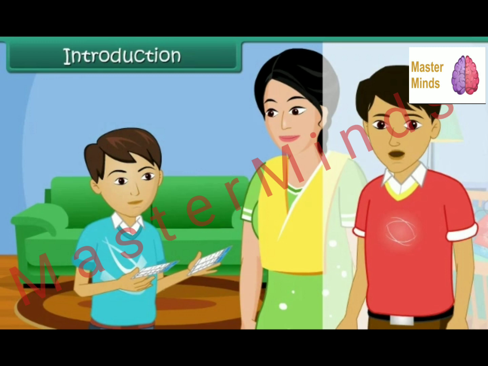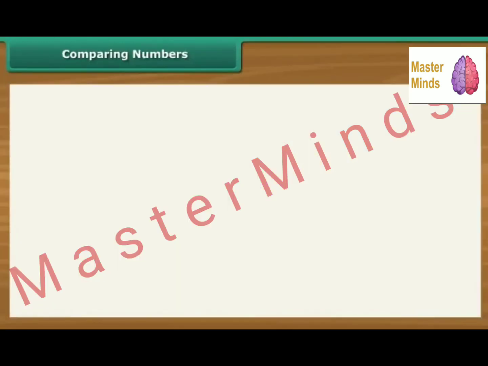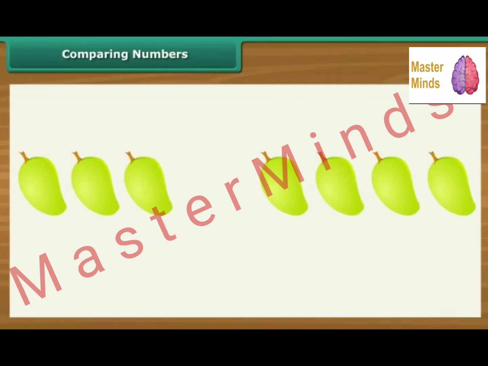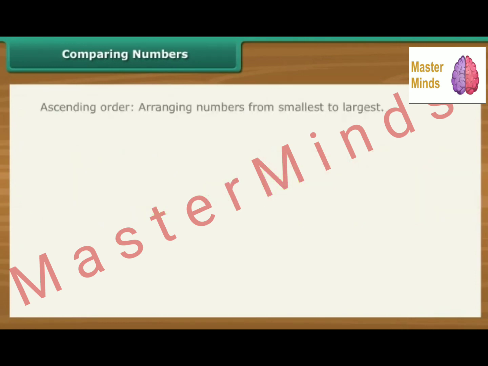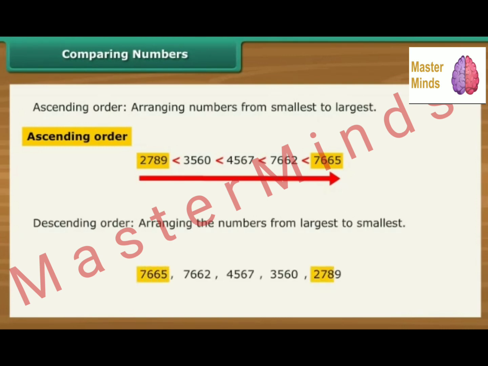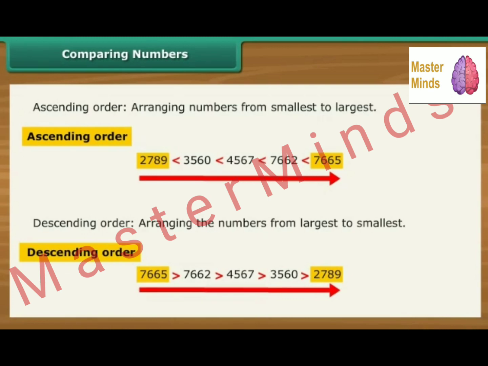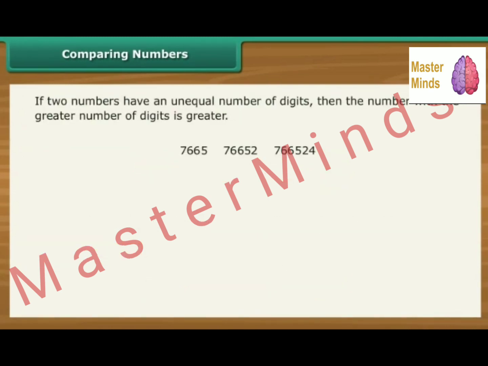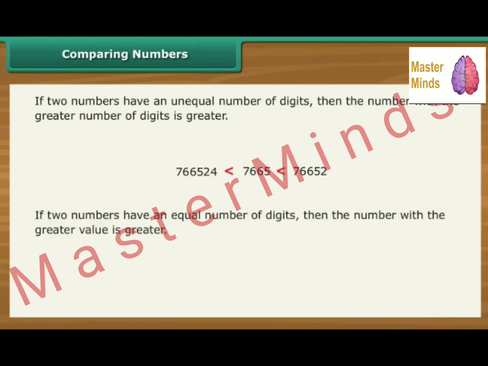Come, we too will learn about numbers. Comparing numbers. A collection or group of numbers can be compared with each other. On comparing the numbers, we can tell which group is large. The arrangement of numbers from the smallest to the largest is called ascending order. The arrangement of numbers from the largest to the smallest is called descending order. If 2 numbers have an unequal number of digits, then the number with the greater number of digits is greater. If 2 numbers have an equal number of digits, then we need to compare numbers at each position.